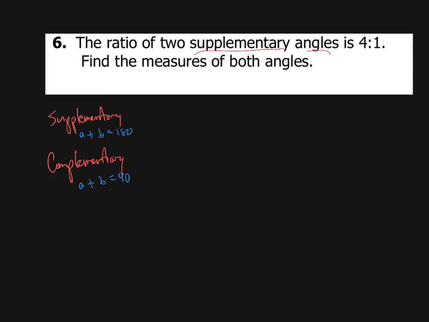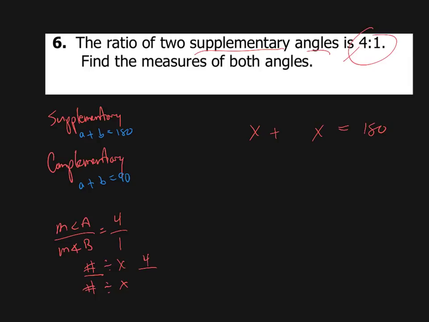So we know that we have two angles and we don't know the measure of them, but when we add them up, we get 180. Now I know that I have this idea of 4 to 1. So the measure of angle A over the measure of angle B reduces to, say, 4 to 1. Now, how did we reduce something? Well, we had two numbers, and we divided them both by some value. I don't know, let's call it x. And when I divided them by x, I got 4 over 1.